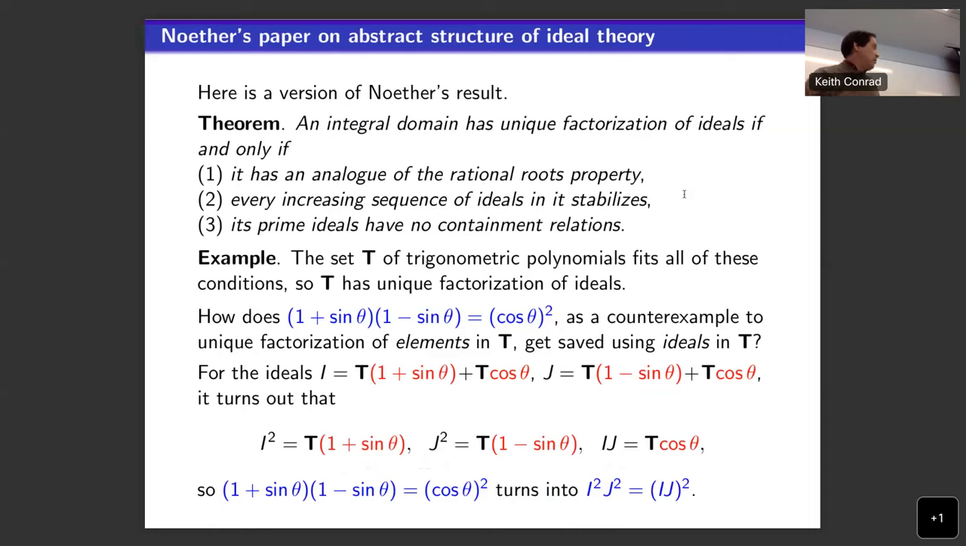And so this counterexample to unique factorization of elements up here, if you look at their multiples to turn them into ideals, then the left-hand side just breaks up into I squared times J squared, and the right-hand side just breaks up into IJ times IJ. And I and J are prime ideals, and so now we see that as ideals, this equation that was bad for elements, in fact, is just a rearrangement of different prime ideals that are, of course, not principal, so we couldn't have seen them if we only look at elements and factoring those.